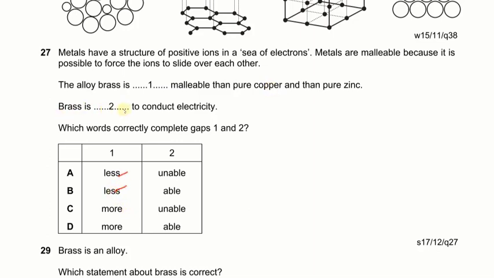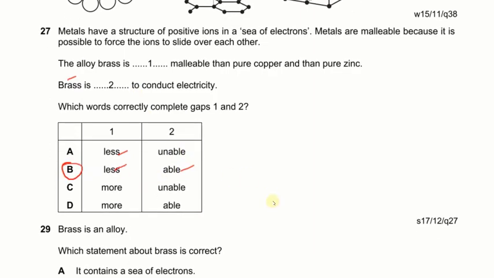Brass is dash to conduct electricity. Brass is an alloy, and alloys contain freely moving electrons, so they will be able to conduct electricity. So B is the correct answer.